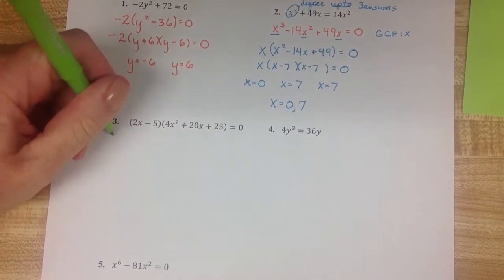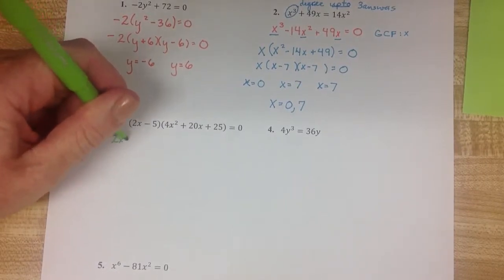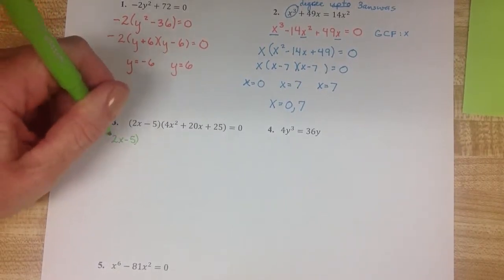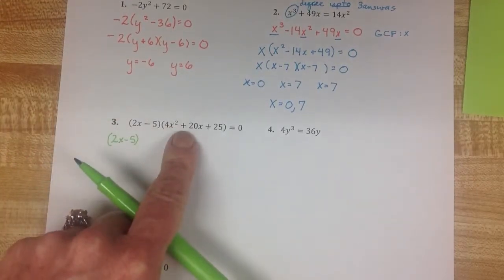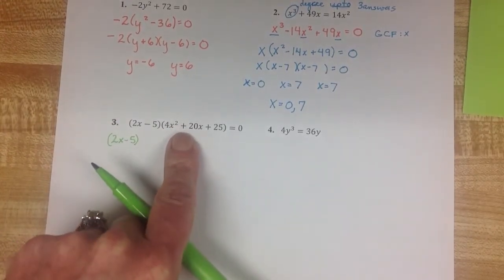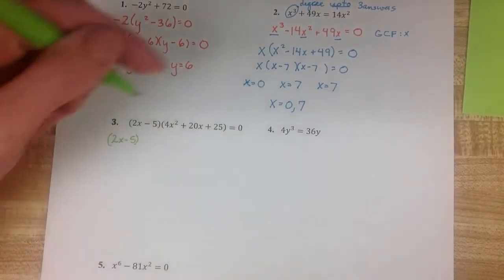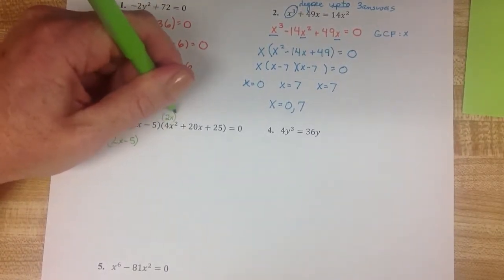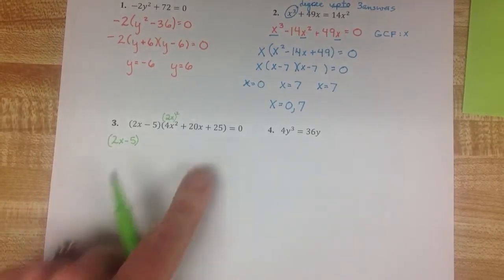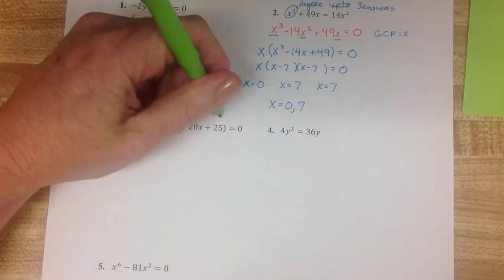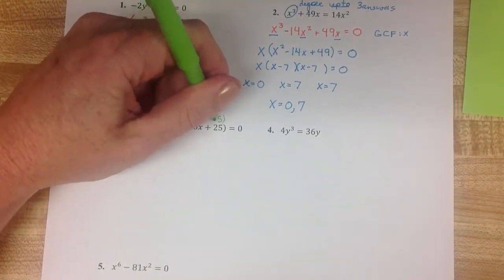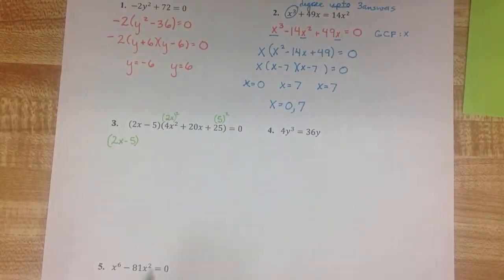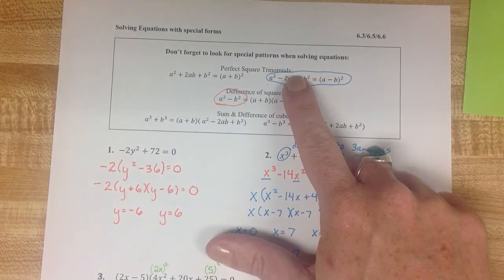This is already a linear equation. 2x minus 5 can already be set equal to 0 and solved on its own. So I need to see if there's something I can do with this. So I look at the first term and say, yep, it's a perfect square. It's the same thing as 2x if it was squared. And 25 is also a perfect square. It's the same thing as 5 squared. So that makes me think I might be dealing with a perfect square trinomial case.